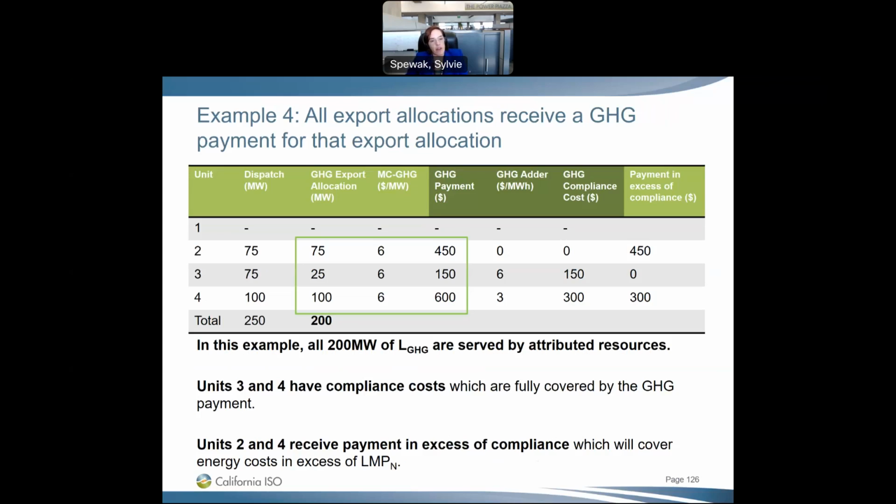Finally, let's look at Unit 4. Unit 4 receives a 100 megawatt export allocation. Times the marginal cost of GHG gives us $600. Now, this resource does have a GHG bid adder that's $3 per megawatt hour, which means it has a total compliance obligation of $300. So it's going to use just half of this GHG payment to cover those compliance costs. And the other half, so $300, is a payment in excess of compliance.